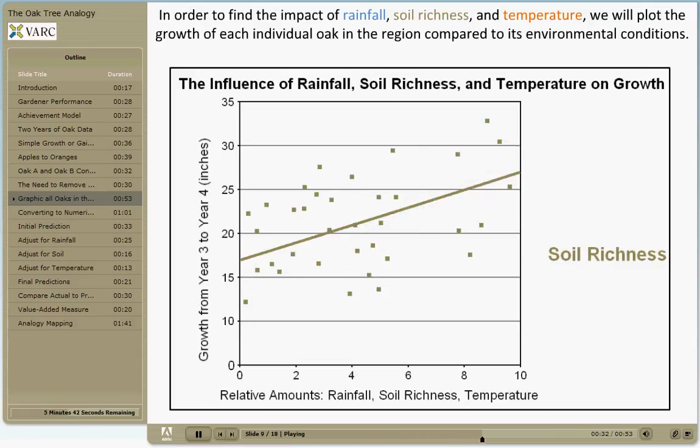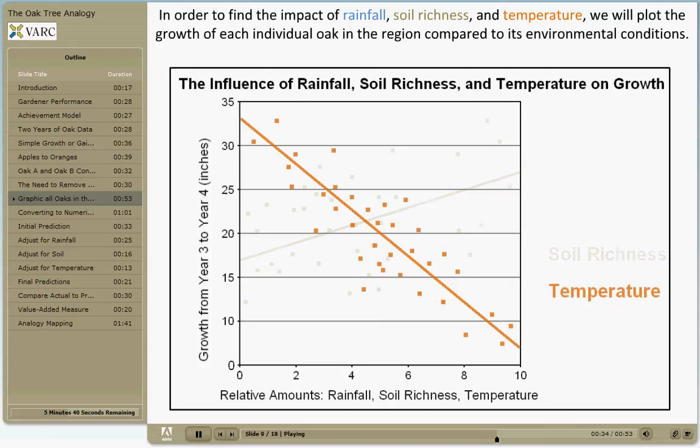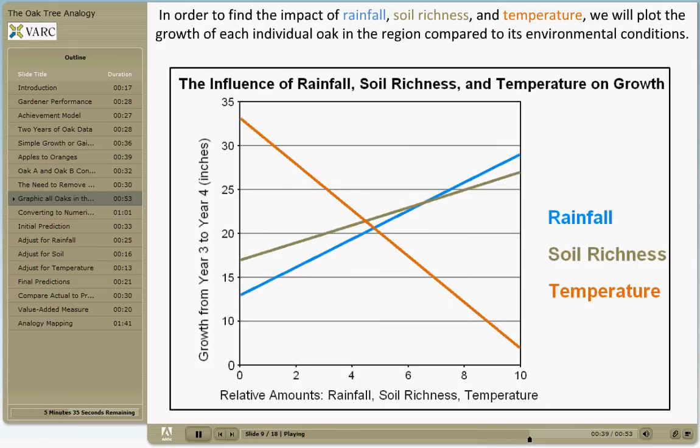By calculating an average line through the data, we can determine a trend for each environmental factor. From the data we collected for our region, we find that more rainfall and higher soil richness contributed positively to growth. Higher temperatures contributed negatively to growth.